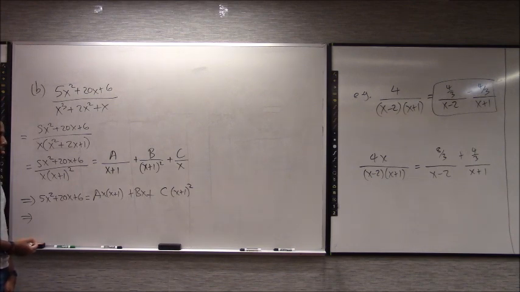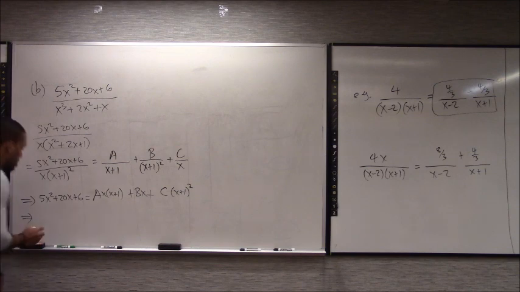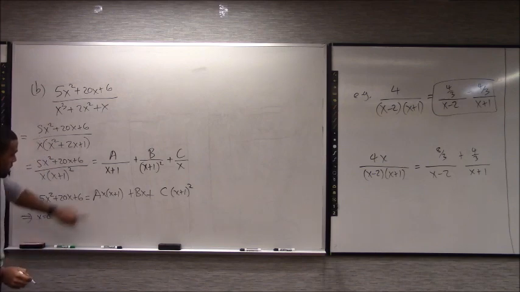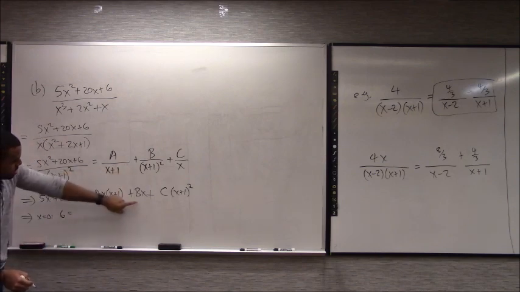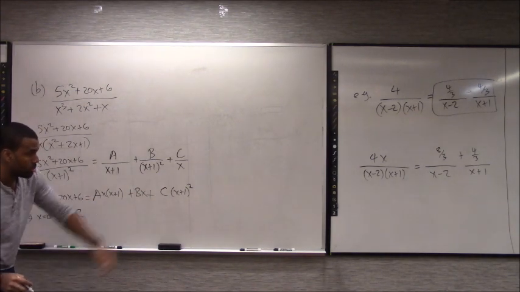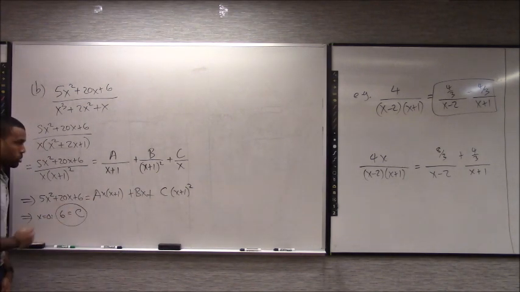You could first make x equals 0. X equals 0 seems like a nice thing to try. On this side, I would get a 6. On that side, this is going to wipe out the a, 0 is going to wipe out the b, and we're just left with c times 1. So I immediately get c equals 6.